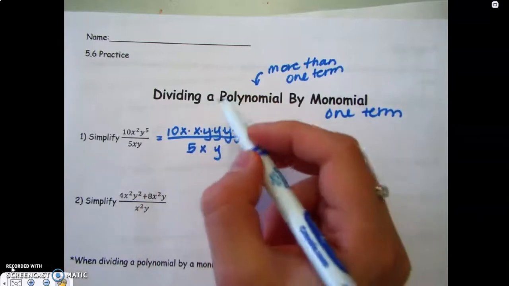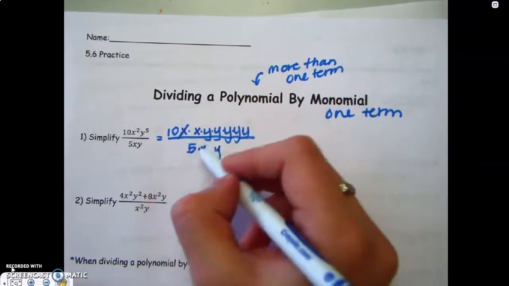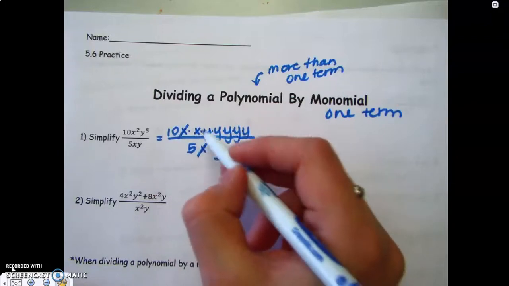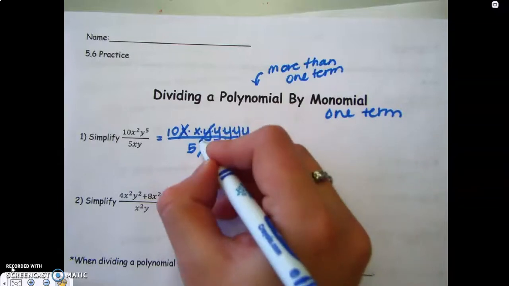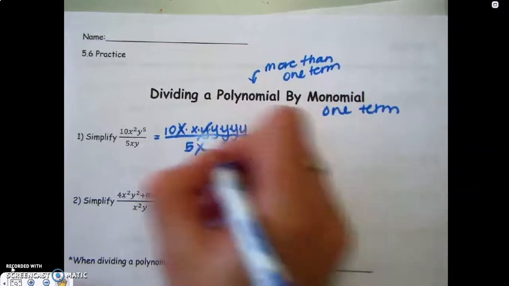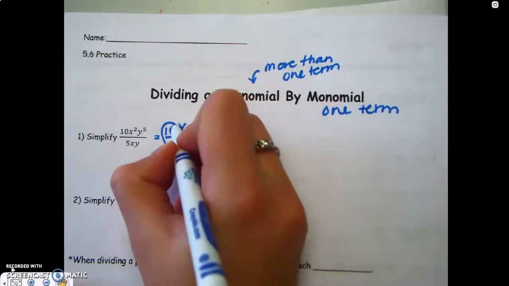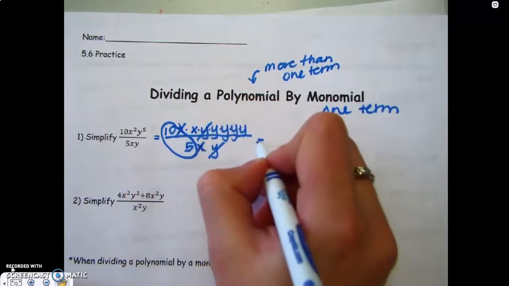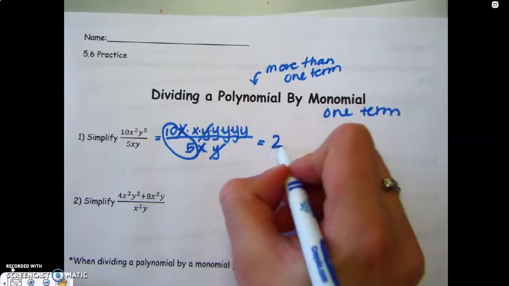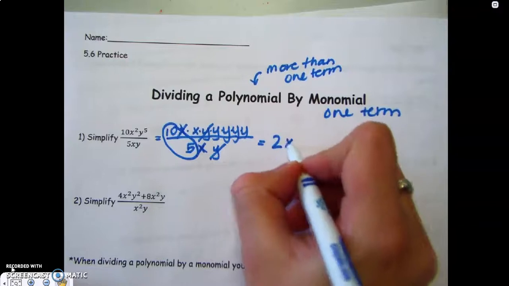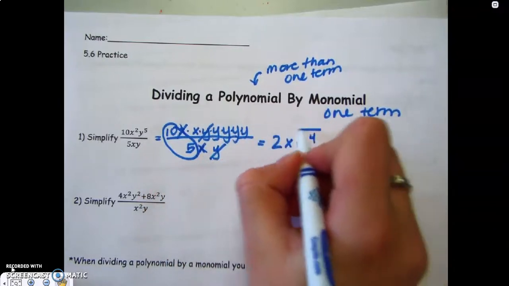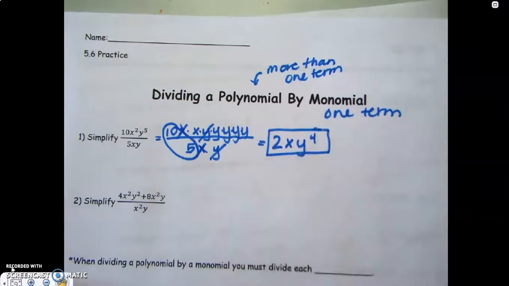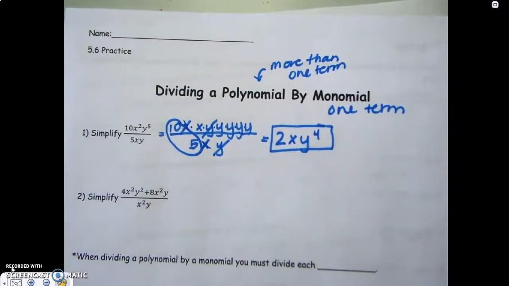Because they're both the same on the top and the bottom, we can divide x by x, and that will get rid of that, and we can divide a y. With the coefficients right here, because we have a fraction, that means to divide as well. So 10 divided by 5 is 2. I have 1x left on top, and I have 1, 2, 3, 4 y's on top. So that would be the simplified version of that. Okay, I can't combine x and y, I don't know what they are.